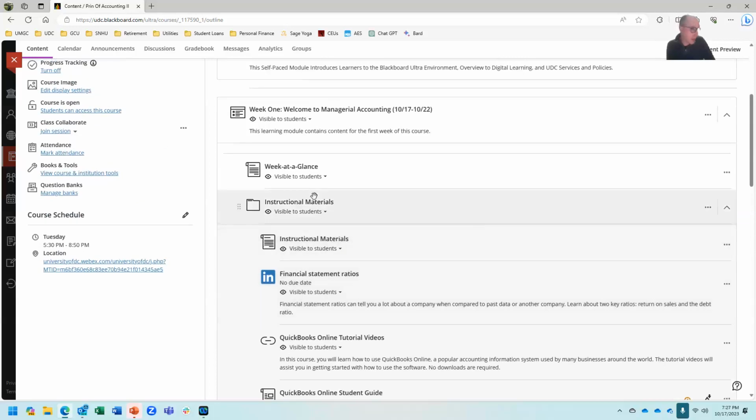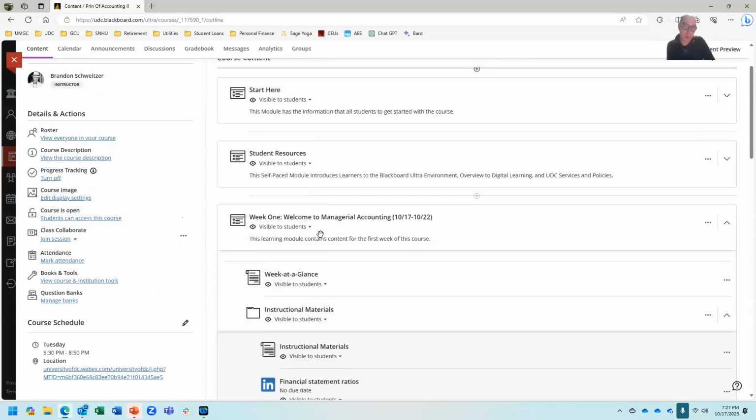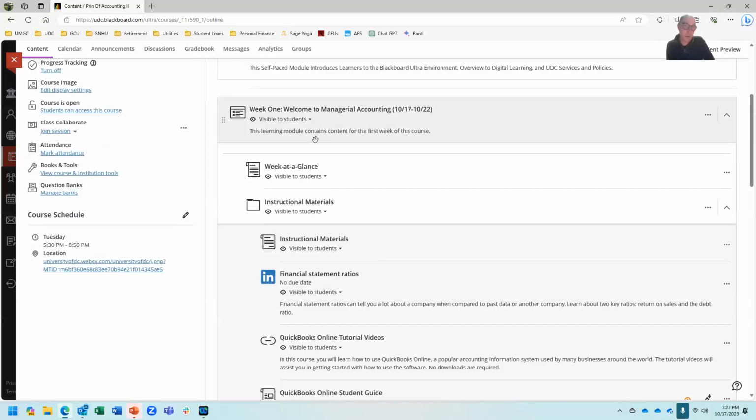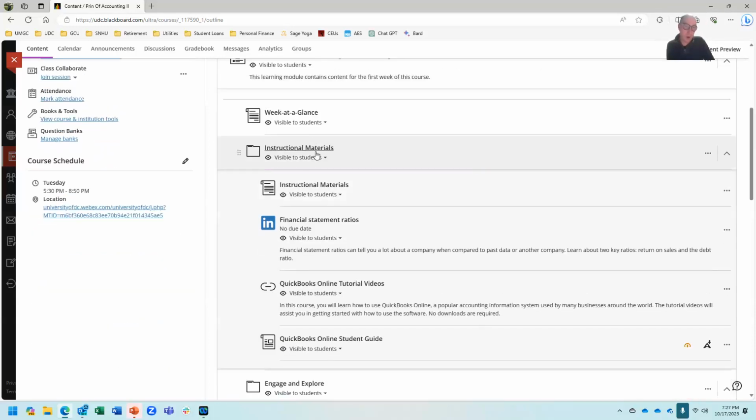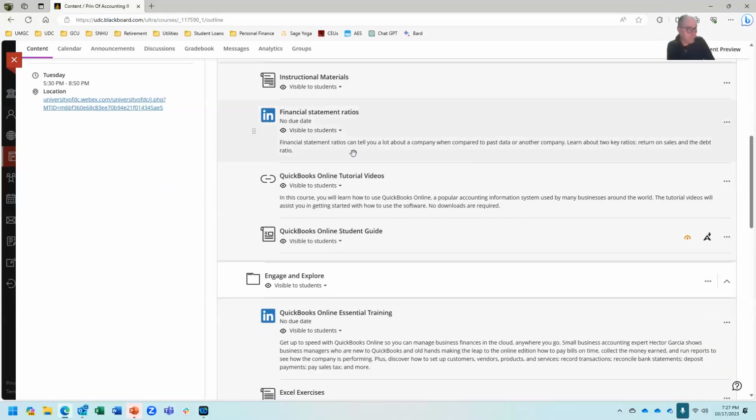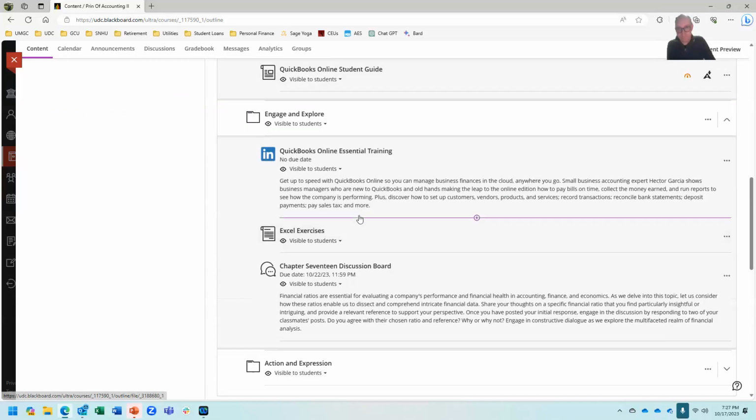Number 1 is access Blackboard. Make sure you have access to the textbook. Then come down to week 1, under instructional materials. I want you to take a look through all this stuff. Don't freak out when you see the 155 pages of the student guide for QuickBooks. We'll get to that. What do you need to do this week?